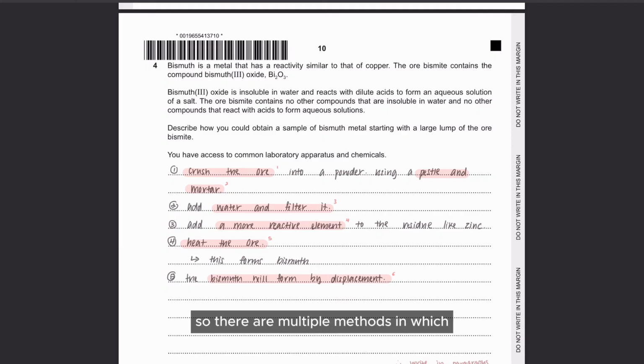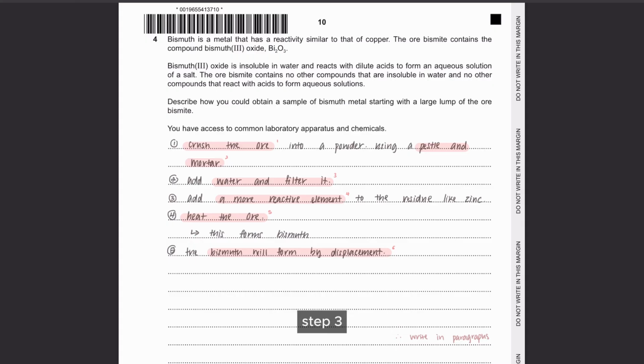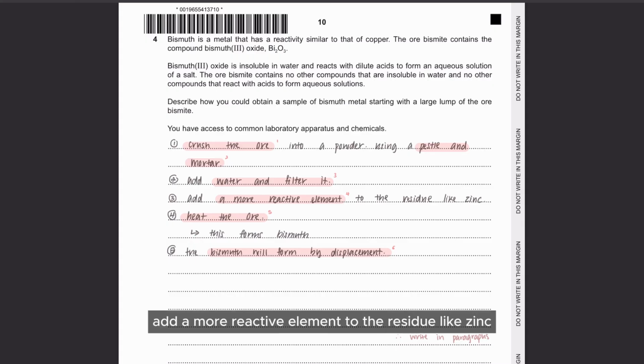So there are multiple methods in which you can obtain bismuth. However, this is the method I've gone with. So for the first step of the method I've chosen, crush the ore into a powder using a pestle and mortar. Ensure you state what you're using to crush the ore. Step 2, add water and filter it. Step 3, add a more reactive element to the residue like zinc. Next, heat the ore, which will form bismuth. And lastly, the bismuth will form by displacement. So you want to state how the bismuth forms and what you can do to create bismuth.